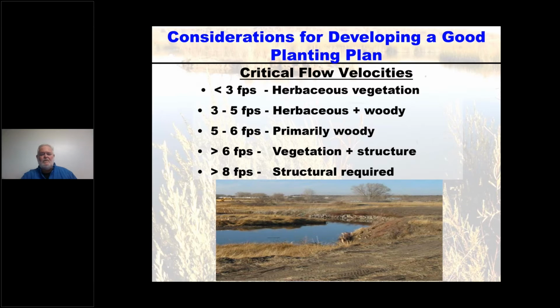Once you get between 3 and 5, you're going to need some woodies in there and the herbaceous. 5 to 6, you're going to plant primarily woody, but don't forget the wetland plants because of their huge root systems. They're important anytime. If it's greater than 6 feet per second, you're probably going to look at vegetation and structures. And when it gets above 8 feet per second, you're probably looking at some heavy duty structural treatments with some addition of vegetation.